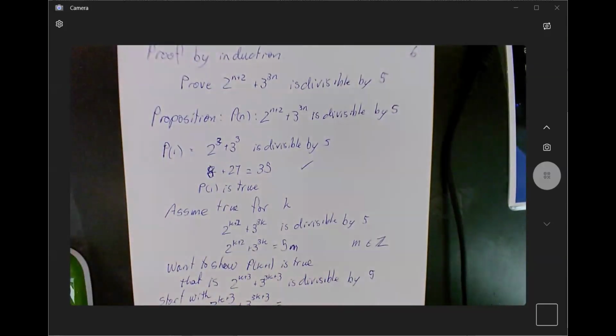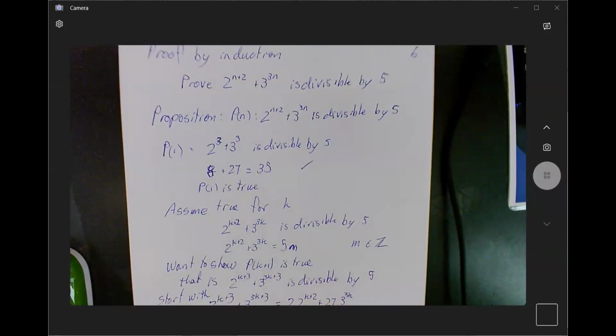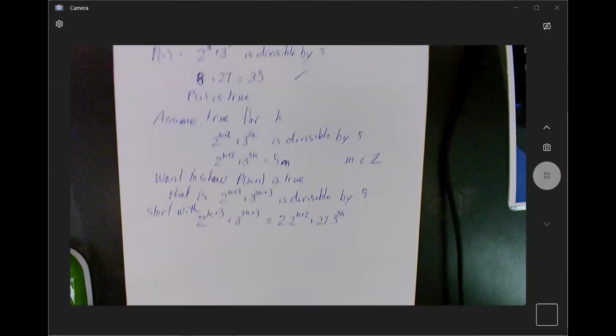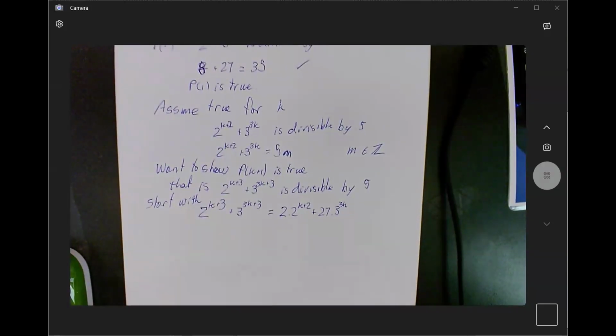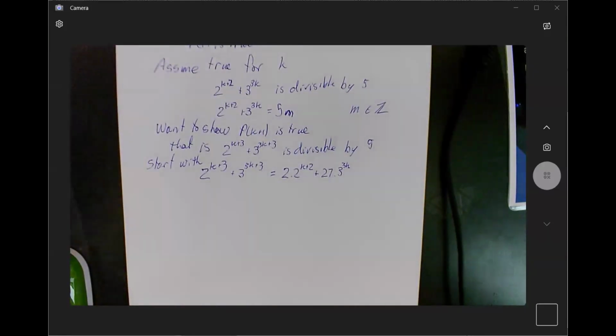The first thing I want to do is try to put it into something that looks like this. So I'm going to write this as 2 times 2 to the K plus 2, plus 27 times 3 to the 3K. Okay, I feel like that's good. Yes, please tell me. Okay. What's that? Yeah, so if it's 3 times K plus 1, it's 3K plus 3.